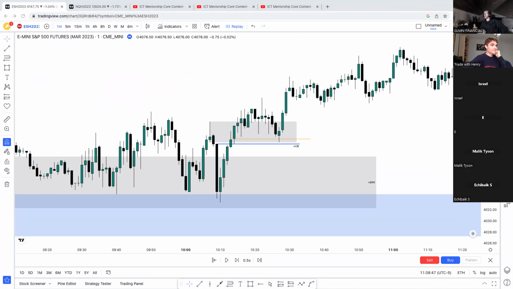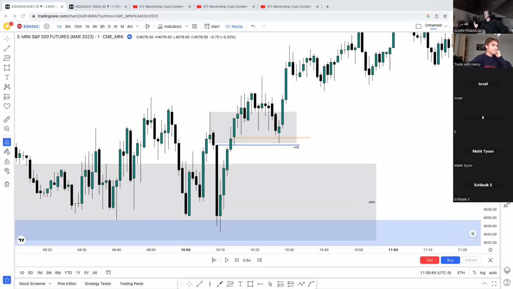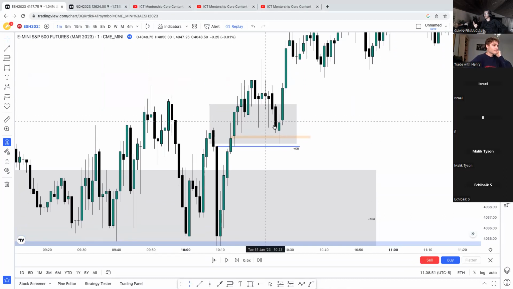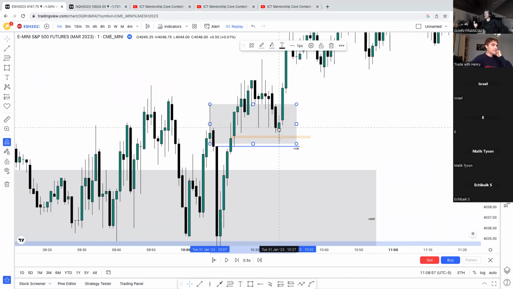Will you hover? Do you have your open, high, low, close on? Yeah. What's the low of that candle, the breaker, and what's the low of the retest? The low of the breaker is 40.44. The low of the retest is 40.44.